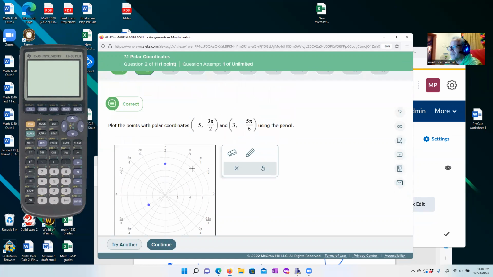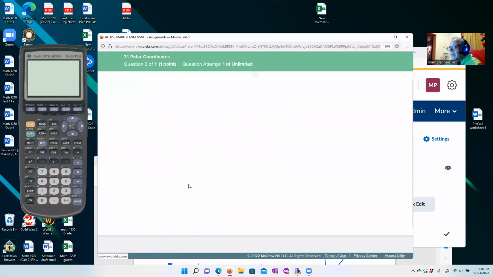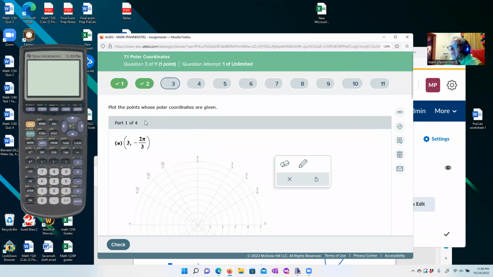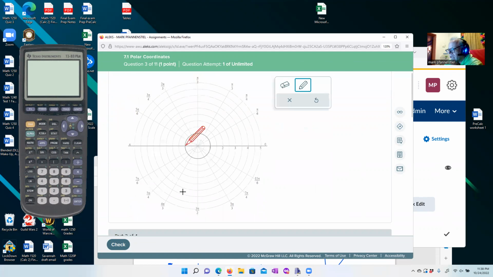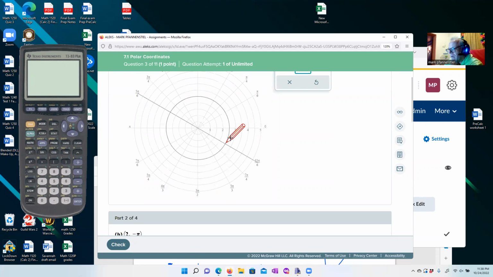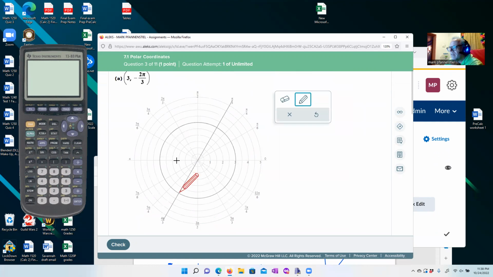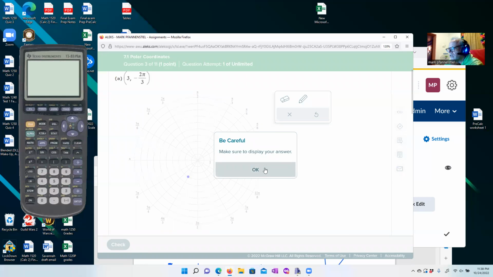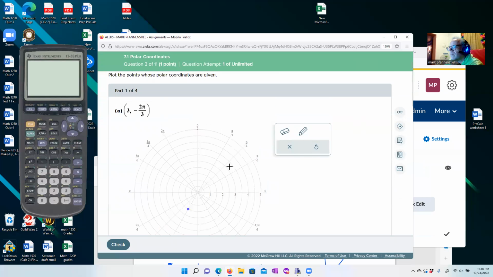Okay, so this is problem number 2, and we'll do number 3. It's a very similar kind of problem. We're going to plot the points whose polar coordinates are given. So we're going to go 3 and negative 2 pi over 3. We have to go around the opposite way. So we have 1 pi over 3, and then 2 pi over 3 negative. And then we're going to go in the 1, 2, 3 direction. I think that's, there we are. Okay, so we'll check. Make sure to display your answer. It's part 1 of 2.